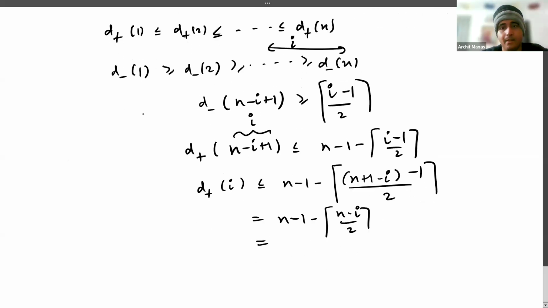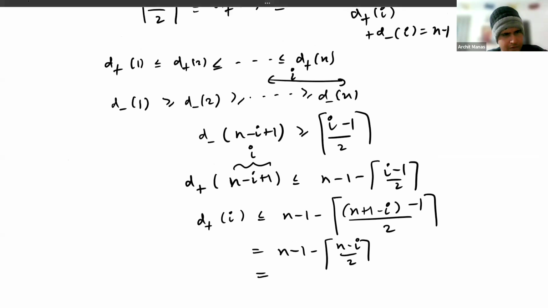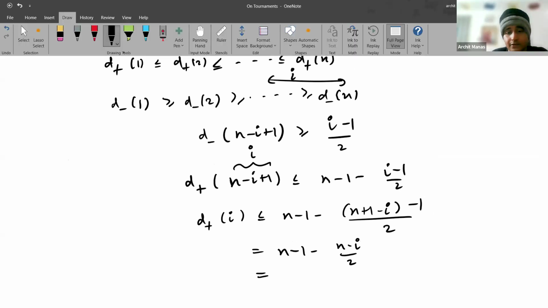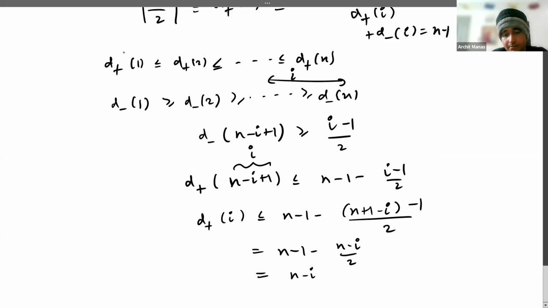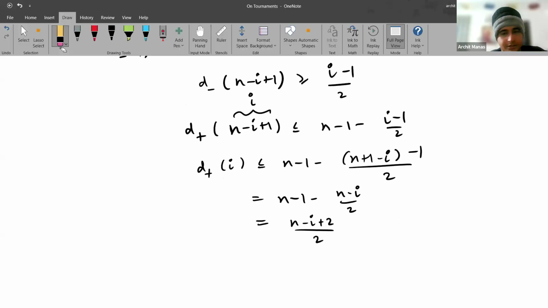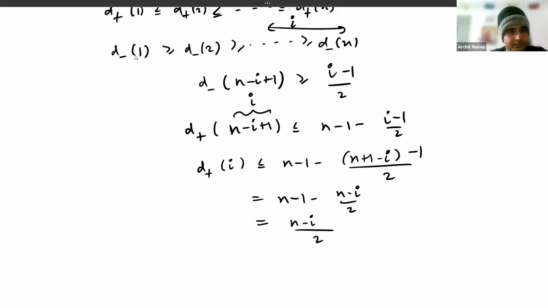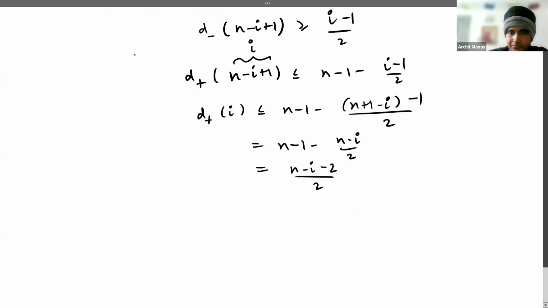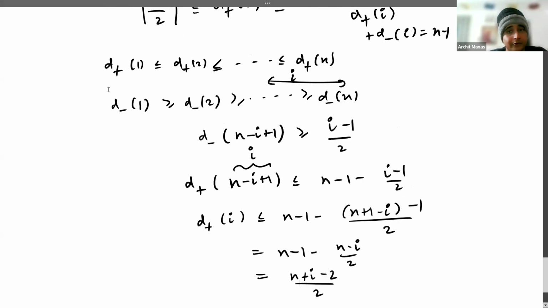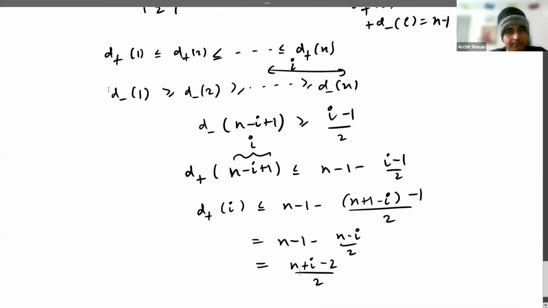Okay, let's actually just get rid of the floors because it really just makes our life complicated. So we have this. This will, of course, now be n minus I plus 2. Okay, that seems fine. And so we have this upper bound as well.